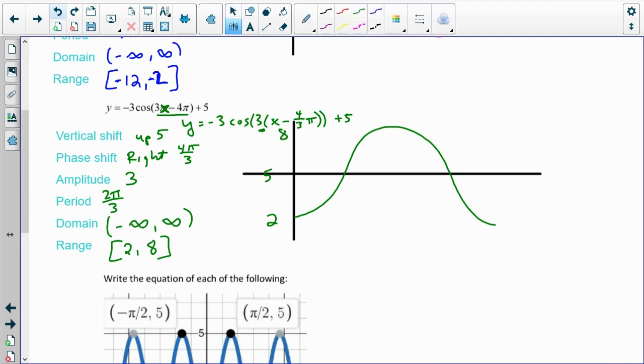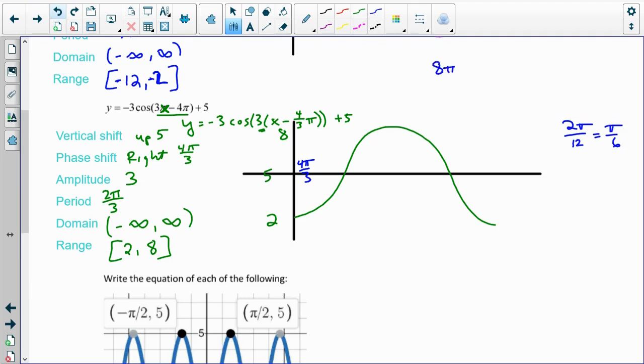Okay, so now let's figure out what's happening. I went right 4 pi thirds, and my period is 2 pi thirds. So I'm going to take 2 pi over 3 and divide that by 4. So 3 and 4 multiplied together is 12. So I'm going to add pi over 6 every time.